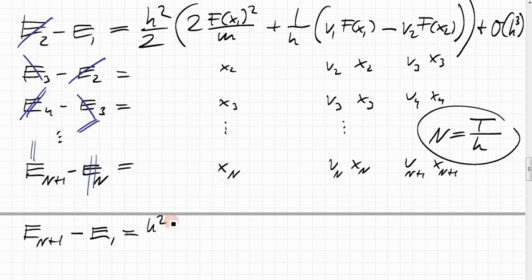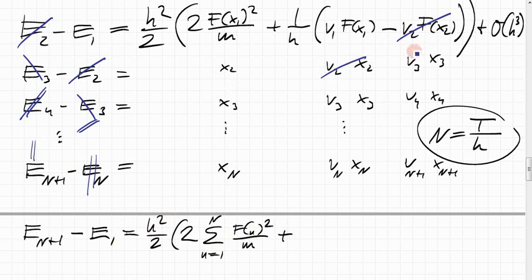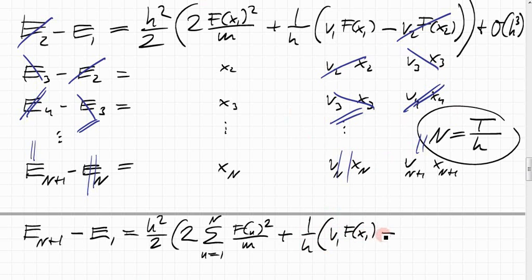So we've got h squared over 2 times the sum of all these terms, plus, and now there's again a telescoping sum, minus v2 f of x2 plus v2 f of x2. These cancel, these cancel, these cancel, and so on and so on. This is going to be cancelled by something in the line above. So all that's left is 1 over h times initial velocity, initial force, minus final velocity, final force of the very last step, plus a remainder.